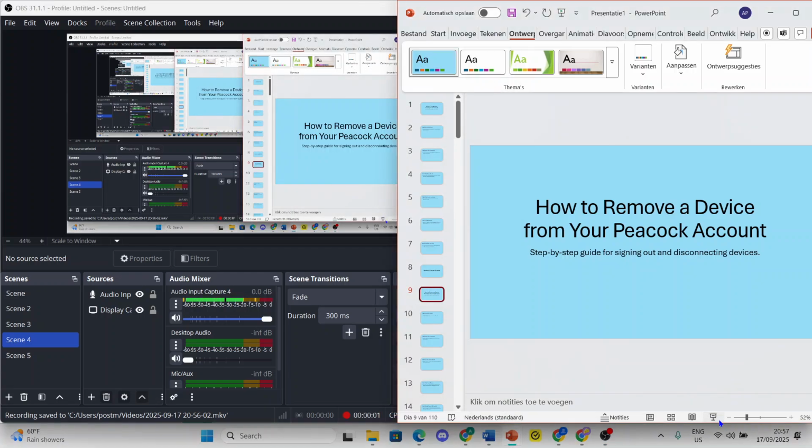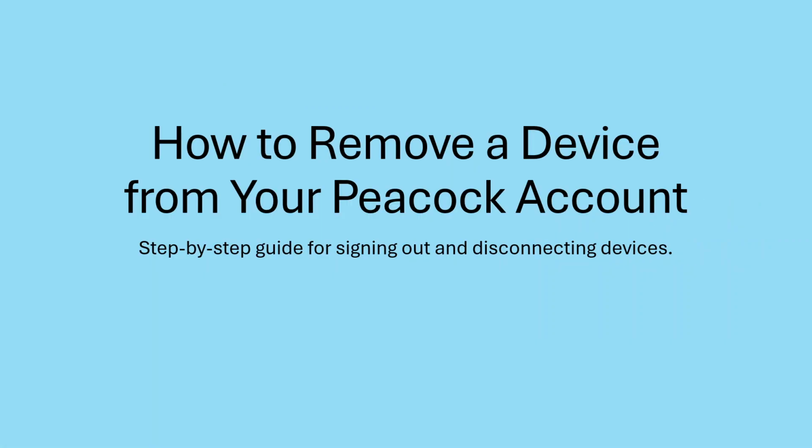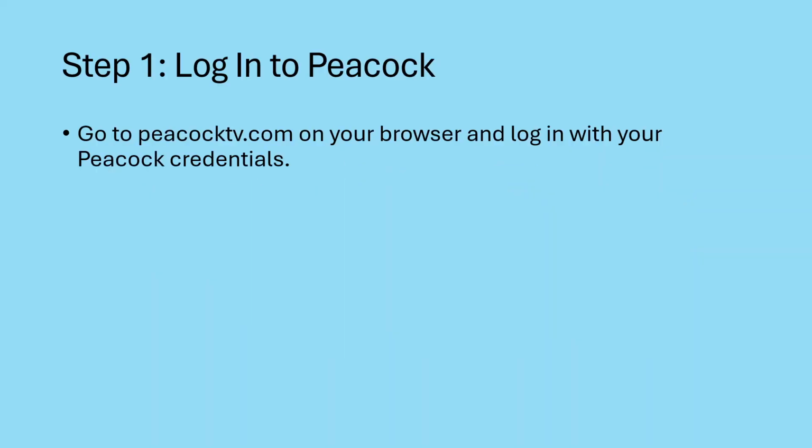In this video, I'll show you how to remove a device from your Peacock account. Step 1, log into Peacock. Go to peacocktv.com on your browser and log in with your Peacock credentials.